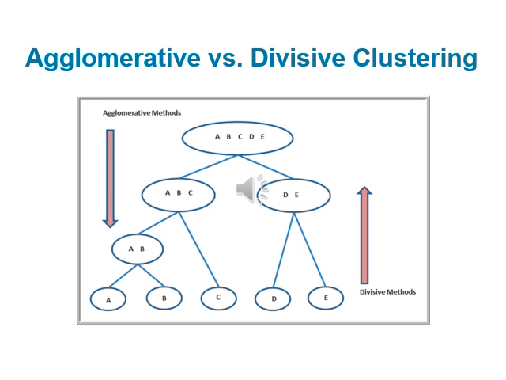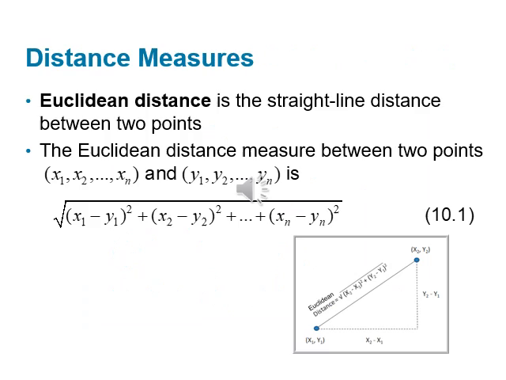Agglomerative versus divisive clustering. Distance measures. Euclidean distance is the straight line distance between 2 points. The Euclidean distance measure between 2 points.